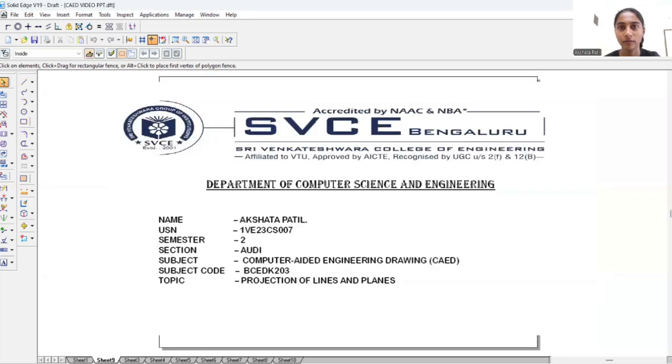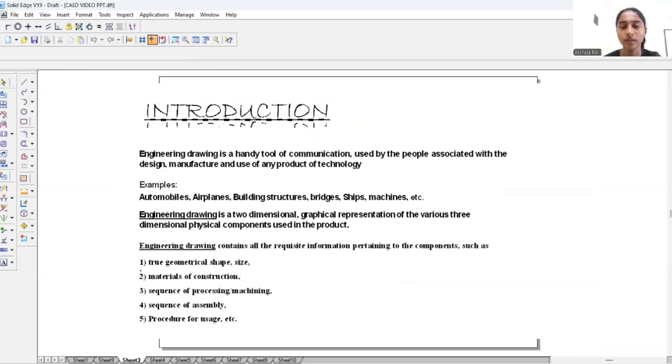I am Akshita Patil from Sri Venkateshwara College of Engineering, Bengaluru, from the Department of Computer Science and Engineering. Today's subject is Computer Aided Engineering Drawing, and the topic is projection of lines and planes. So we will start with the introduction.